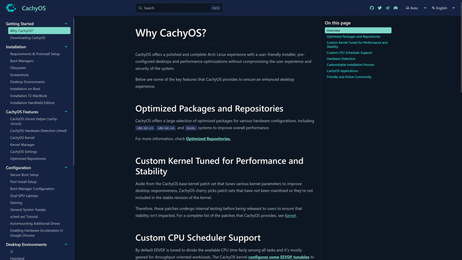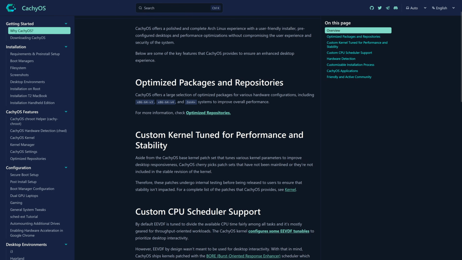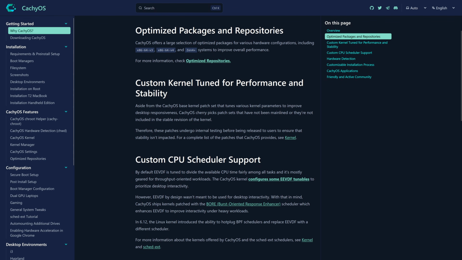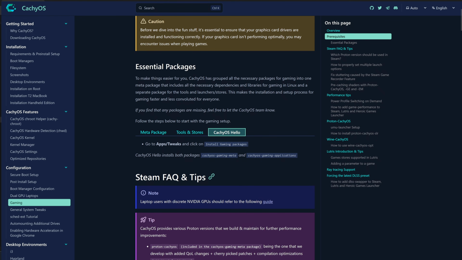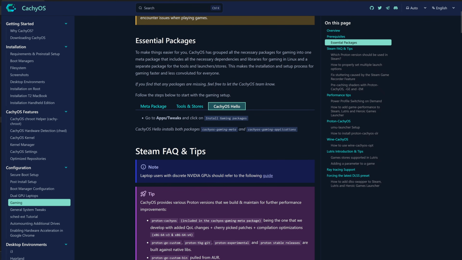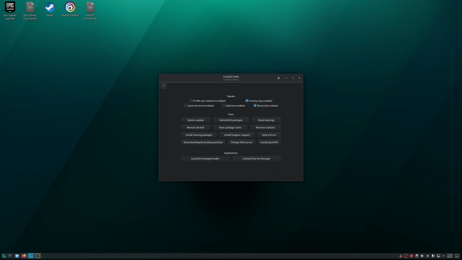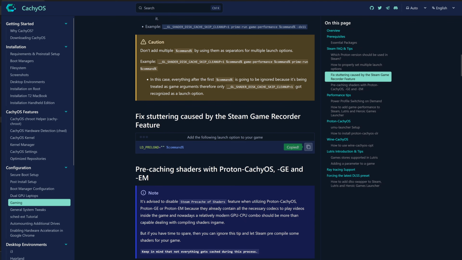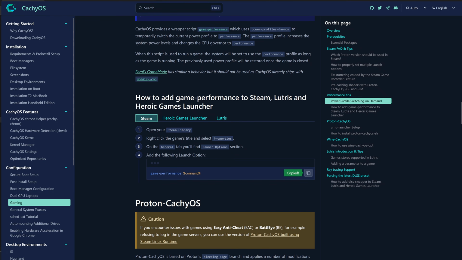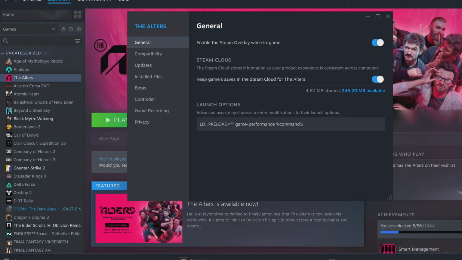When it comes to the Linux distribution, I chose CachyOS, an Arch-based distribution that has everything at your fingertips when it comes to setting up the OS for gaming. You just need to follow the documentation on the CachyOS page for gaming configuration. My advice is to just use apps, tweaks, and install the gaming package. After that, just follow the instructions on how to set up your game clients like Steam or Lutris, or Heroic launchers for GOG, Epic and other game launchers. And that's it, you are ready to game on Linux.